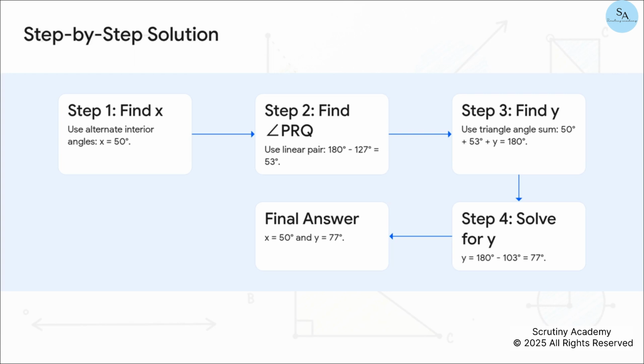Now we have a triangle, and we know two angles, 50 and 53. And what do we know about triangles? They all add up to 180. So we solve for y, and it comes out to 77 degrees. See, we just chained our rules together.